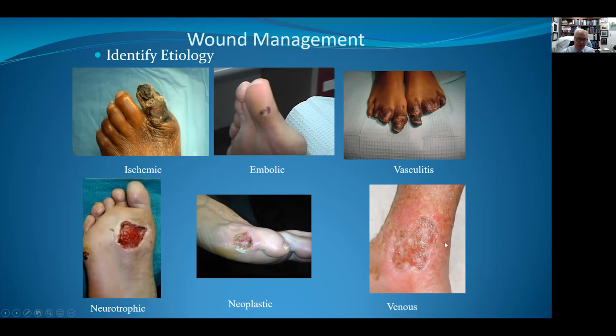Venous ulcers tend to be up on the medial side of the ankle. So when you see an ulcer like this, and it's on the medial side, you think more of a venous. Other reasons of it. This is an embolic. This is a patient who came in with this ulceration. Wasn't diabetic, didn't have PAD, had bounding pulses, wasn't neurotrophic. So everything has a reason for it.